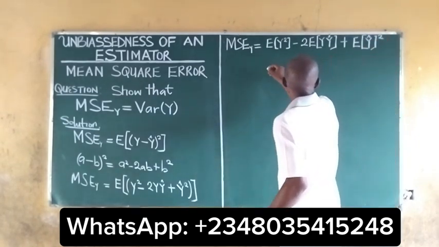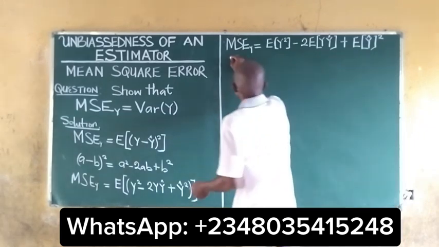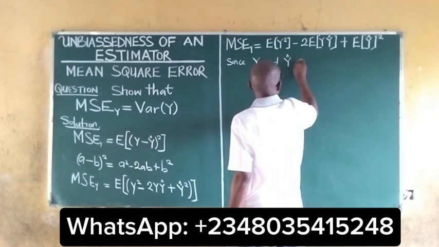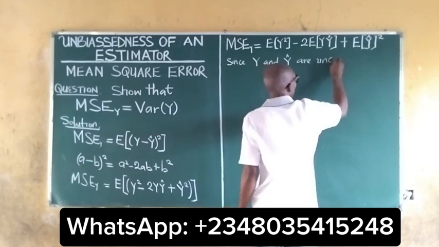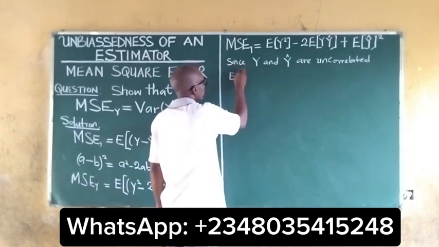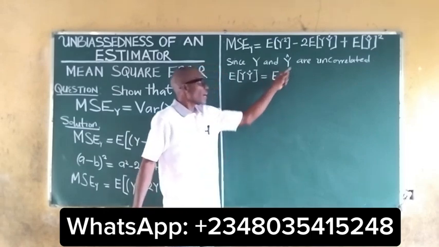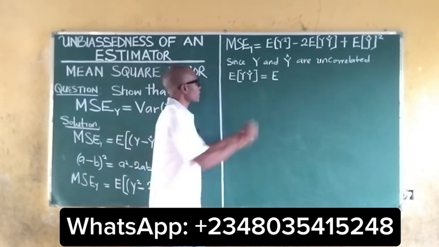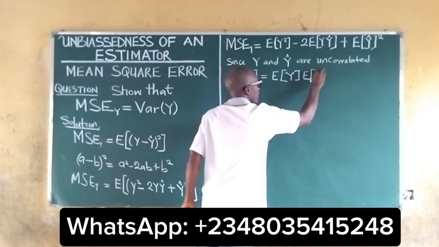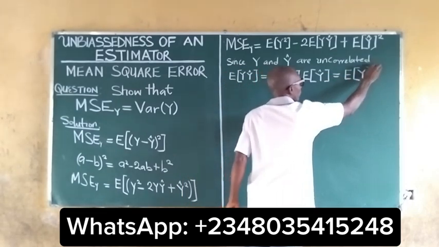So since y and y estimate are uncorrelated, in this case, you have that the expected value of y y estimate can be equal to the expected value of y multiplied by the expected value of y estimate, which is the same thing as the expected value of y all squared.